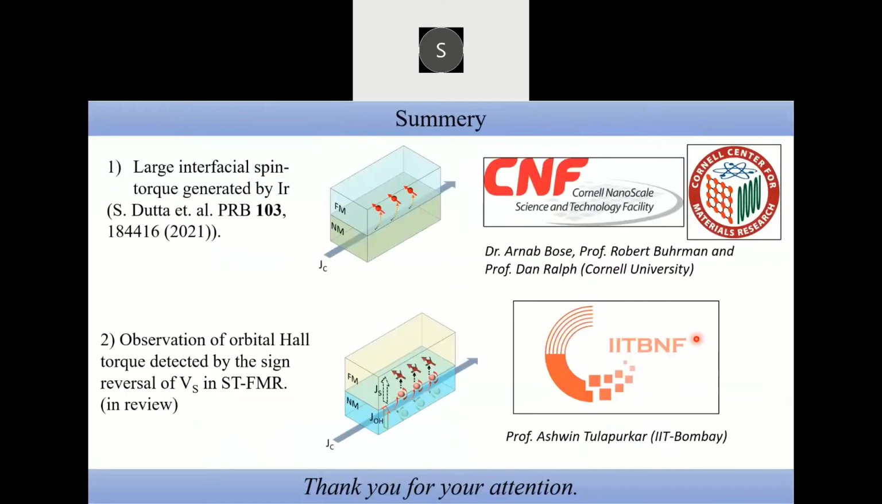So I'd like to conclude my talk. We have shown two important results. One is large interfacial spin torque generated by iridium. This work was entirely done at Cornell University, so I'm very thankful to my group there. And second, we have shown the observation of orbital Hall torque detected by sign reversal of the symmetric component in the STFMR. This work was entirely done at IIT Bombay under the supervision of my guide, Professor Ashwin Tulapurkar. I'm very grateful to him.